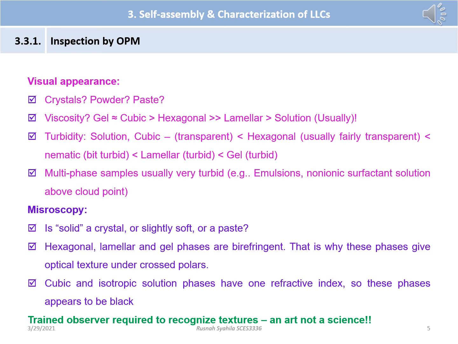When we view the sample under microscopy, is the sample that appears to be solid a crystal, or slightly soft, or a paste? Hexagonal, lamellar and gel phases are birefringent. That is why these phases give optical texture under crossed polars. Cubic and isotropic solution phases have one refractive index, so these phases appear black, with no texture. A trained observer is required to recognize textures. This is an art, not a science.